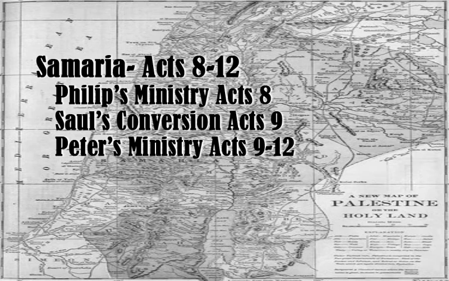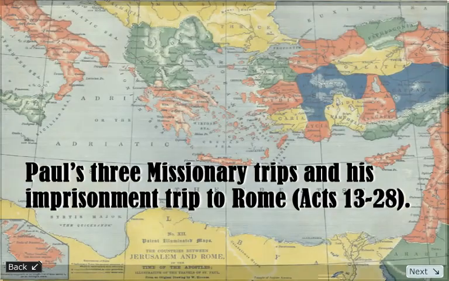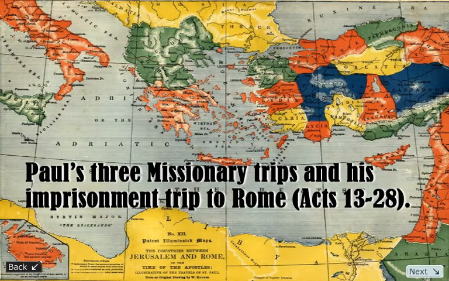Then we come to Samaria, Acts chapter 8 through 12. We have Philip's ministry in Acts chapter 8. We have Saul's conversion in Acts chapter 9. And Peter's ministry, Acts 9 through 12. In Acts chapter 13 through 28, the last half of the book of Acts, we have Paul's 3 missionary trips, and his final trip being an imprisonment taken to Rome. And it's during these missionary trips that he also writes letters or epistles to the churches and people along the way.